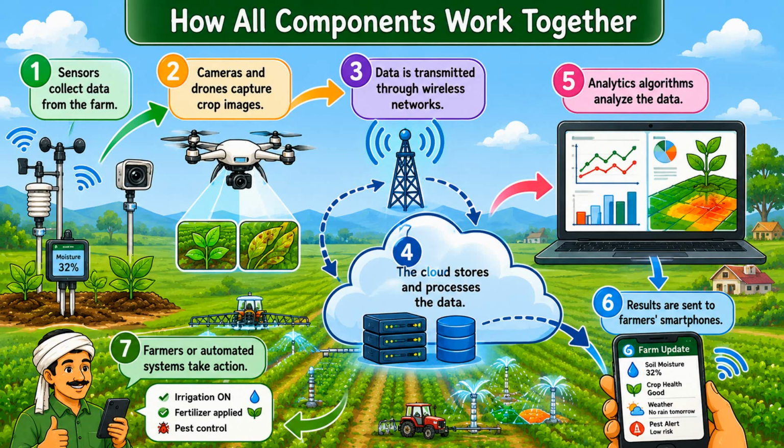So farmers or automated systems can take action depending upon these. For example, irrigation systems may be switched on, fertilizers may be applied, or pest control measures may be taken. So here the overall image shows how agricultural IoT enables better decisions, efficient resource usage, higher productivity, increased profit, and sustainable farming.